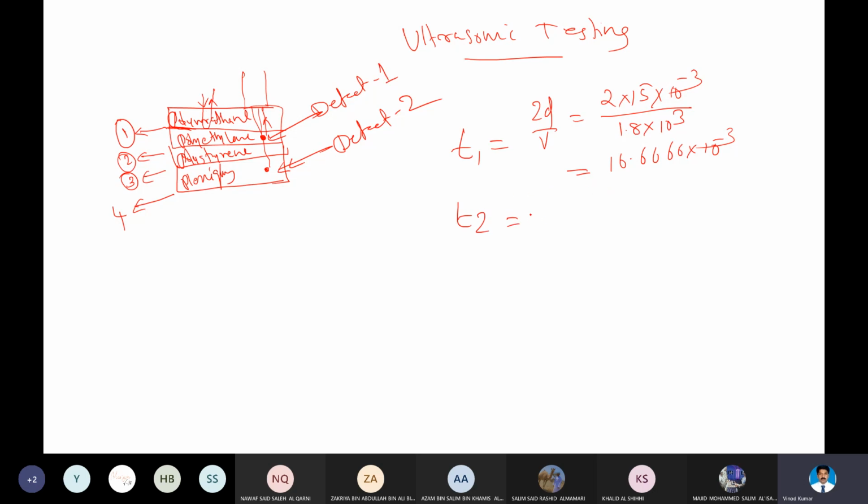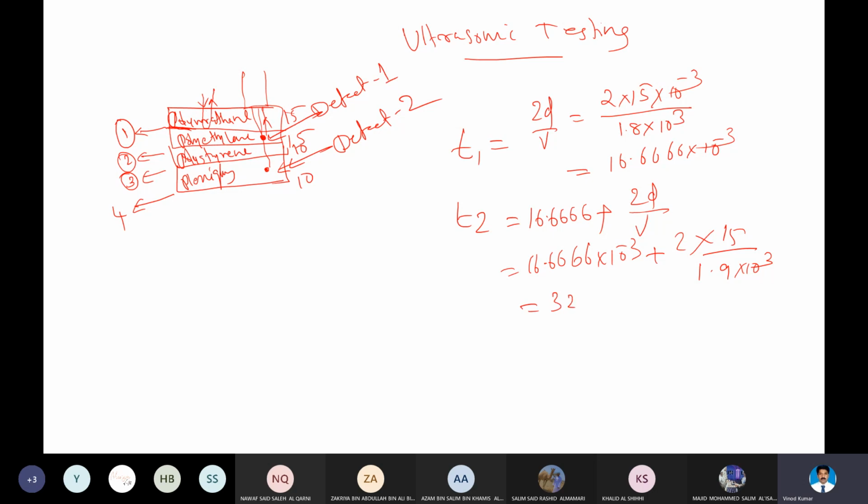T2 will be 16.666 plus, because I am not going to calculate this again. I will calculate only this here, that will be 2D by V. So 16.666 times 10 to the power minus 3 plus 2 times D. Again the thickness here is given as 15. So this is 15, this is 15, and the remaining two are 10 each. So 2 times 15 divided by V, 1.9 times 10 to the power 3. So you get 32.455 times 10 to the power minus 6 seconds.